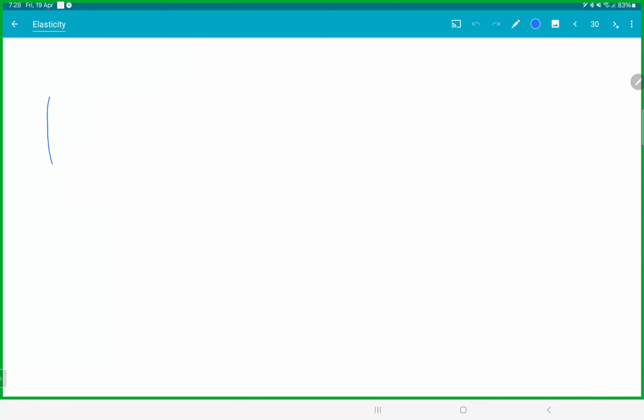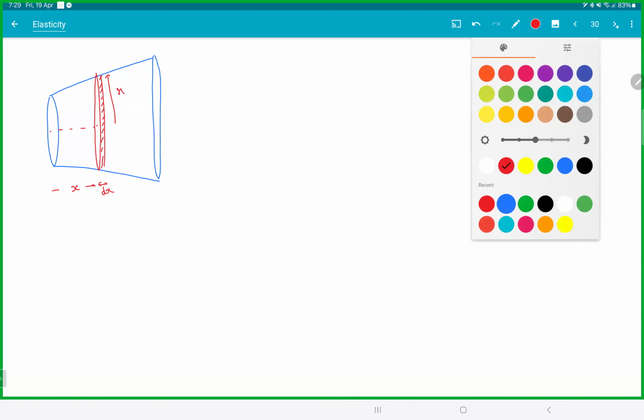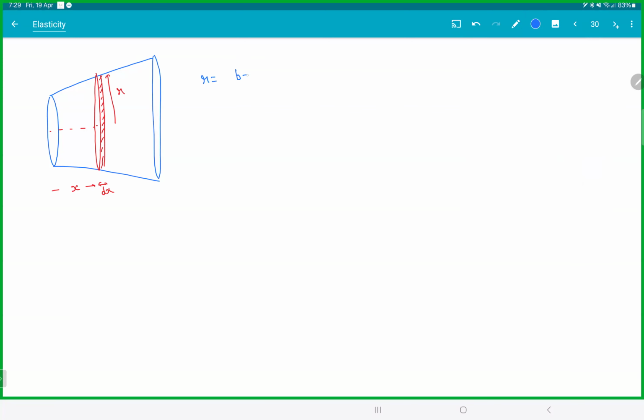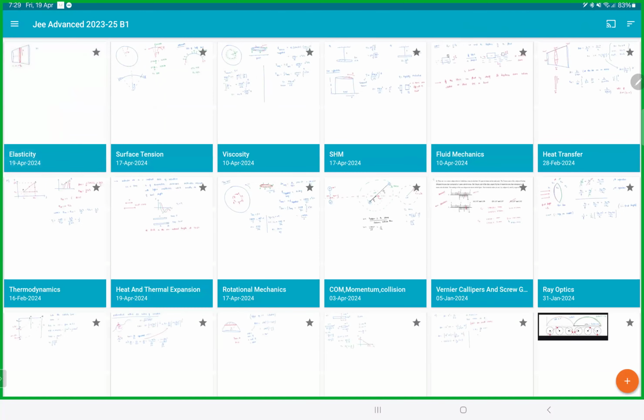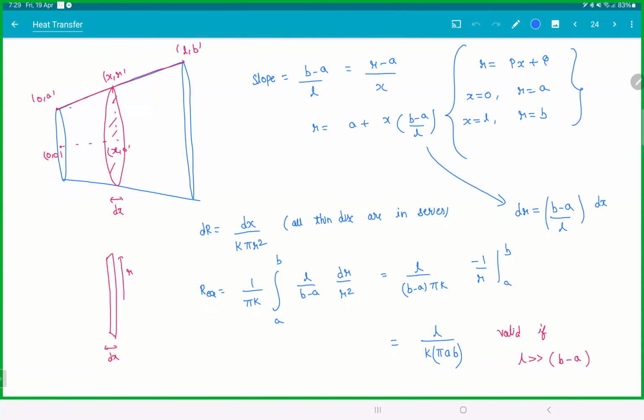So this is what we do here. At a distance x, take a thin strip of thickness dx. Basically we are finding the elongation dE in the dx. So we need to find this radius r, and this r comes out to be (b minus a) by l, into x, plus a. You can refer to this in heat transfer page 24.